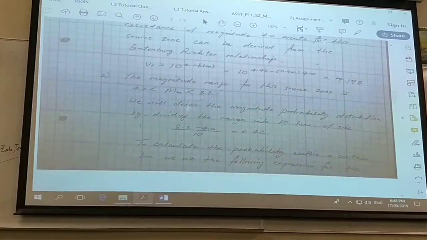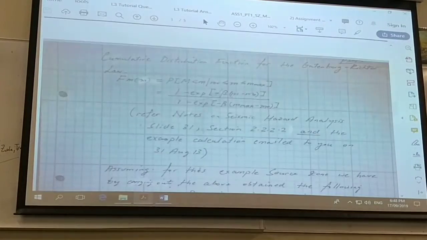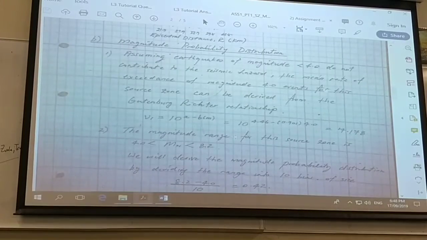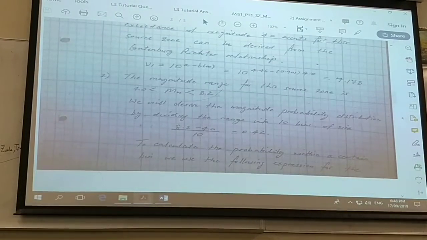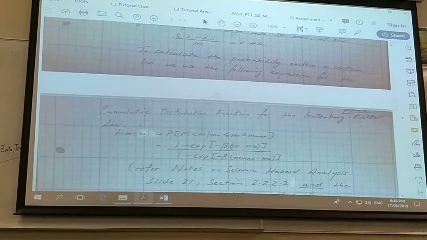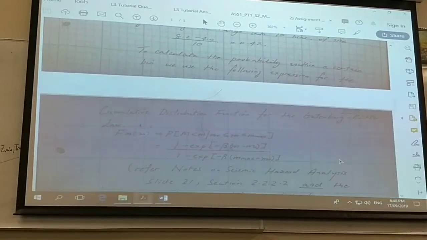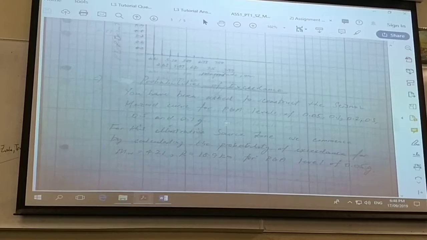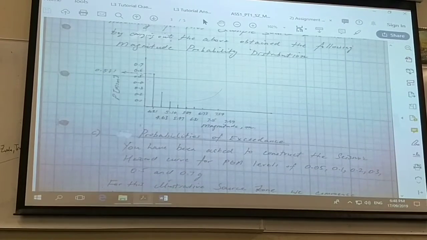So then to calculate your probability here, you want to come up with a probability distribution for your magnitudes, and that comes from your Gutenberg-Richter relationship. You want to follow this procedure here, and it's all listed down. We're using this cumulative distribution function, and you're going to come up with that using this formula here. Just follow through, and then you should be able to calculate your values for this.